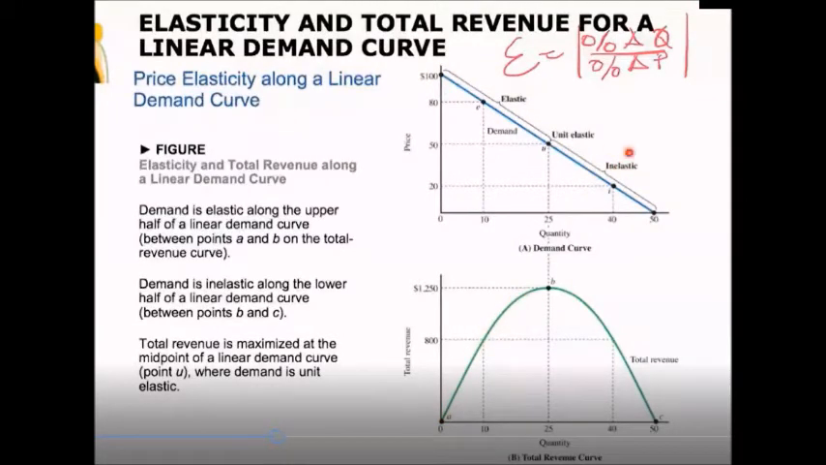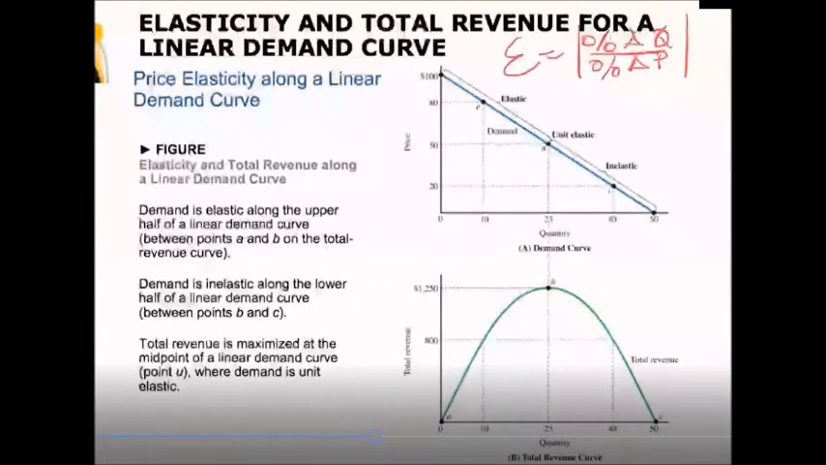Down on the inelastic portion of the demand curve, changes in quantity in percentage terms are relatively small compared to changes in prices. So anywhere on the inelastic portion of the demand curve, a decrease in price, which increases quantity demanded, is going to decrease total revenue. So we can see total revenue on a linear demand curve reaches a maximum where the demand curve is unit elastic.